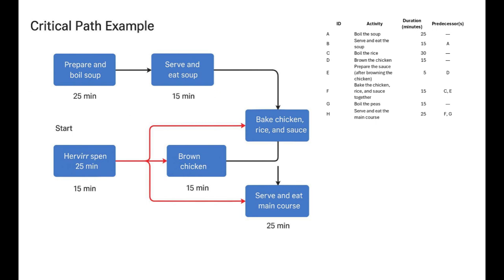from left to right. The activities include boiling the soup, serving and eating it, boiling the rice, browning the chicken, making the sauce, baking the dish, boiling the peas, and finally serving and eating the main course.